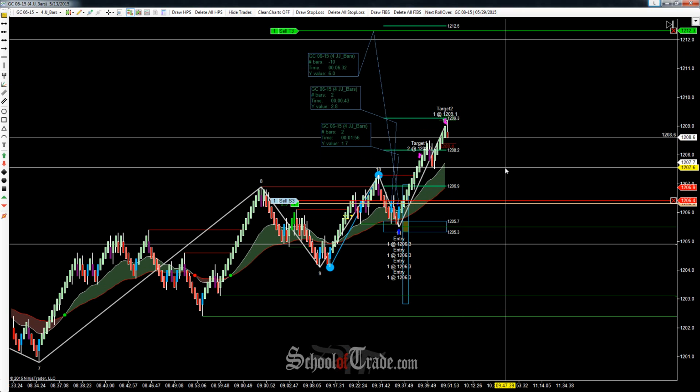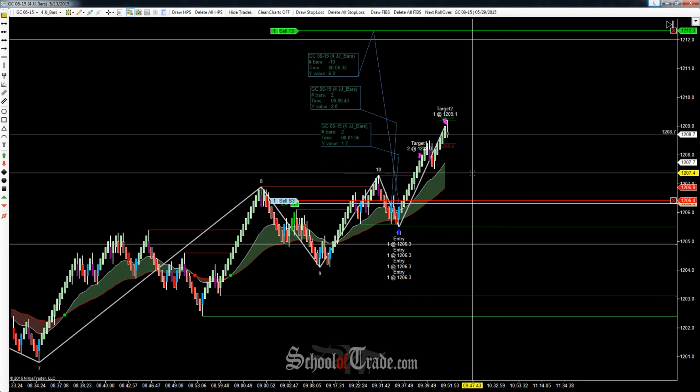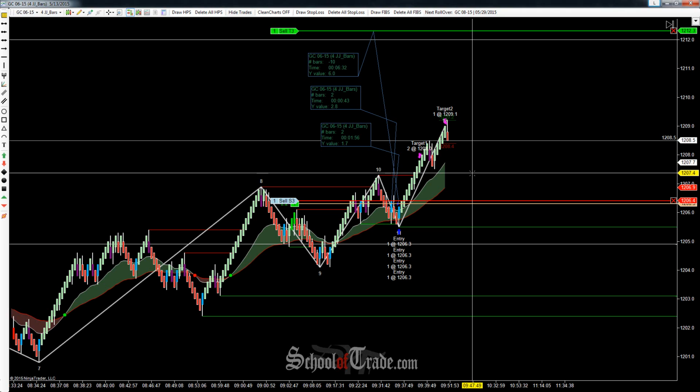Now, I'm going to be on the end of leaving my stop where it is and playing this a little bit more conservative. I want to give this trade enough room to really give us that big runner that we're looking for here up to 1212.3.